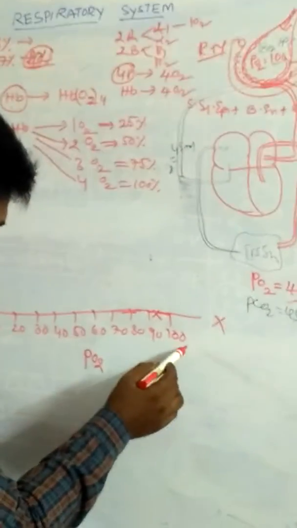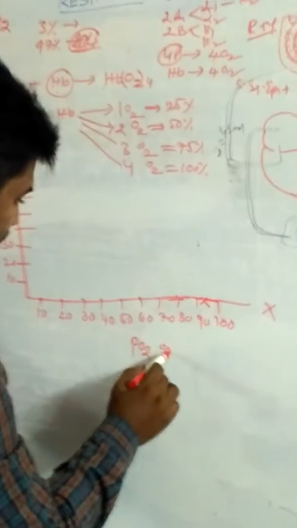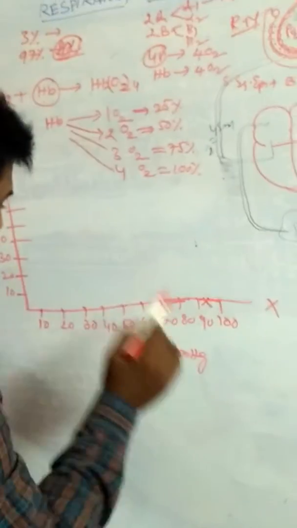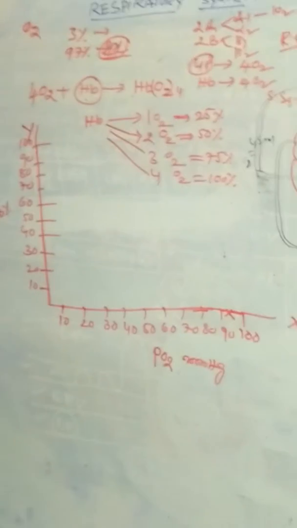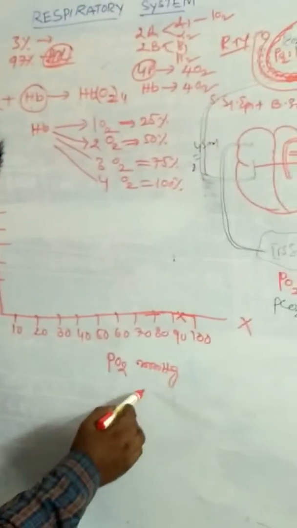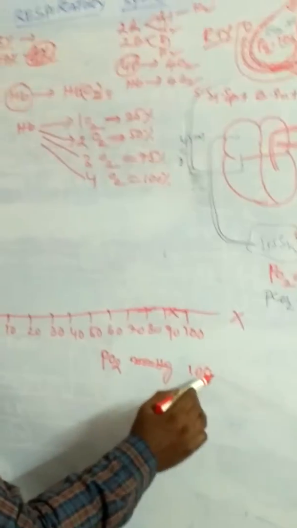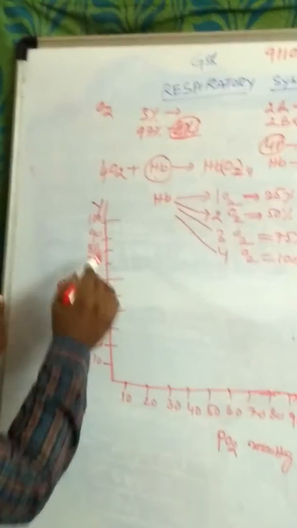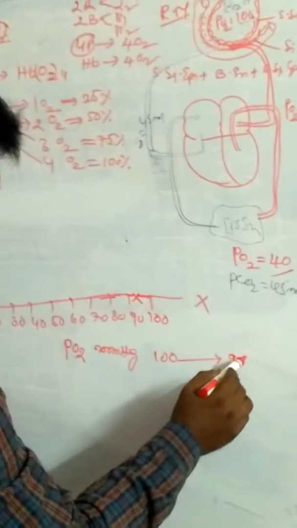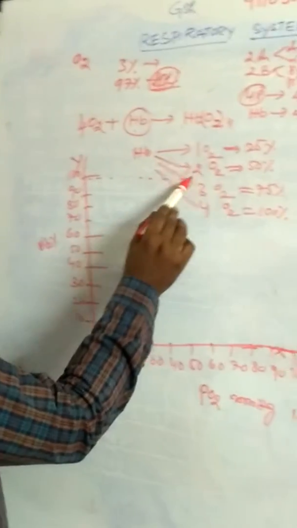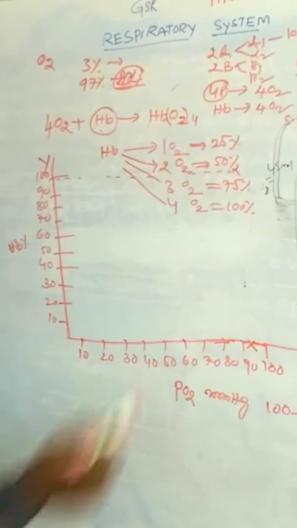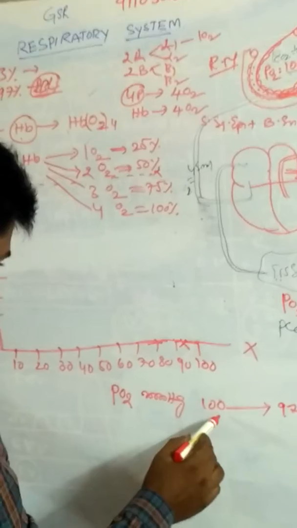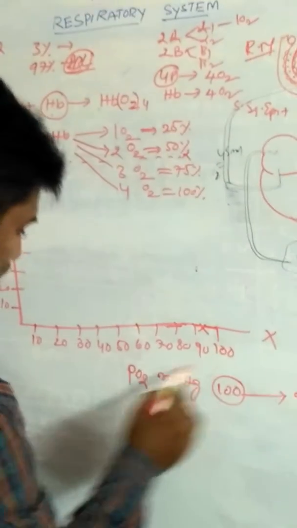At 100 mm Hg partial pressure of O2, hemoglobin saturation is 97%. Here, 97%, at 100 mm Hg partial pressure of O2.